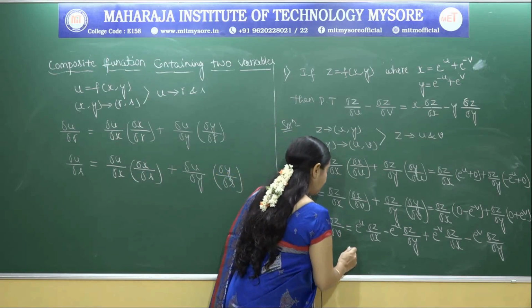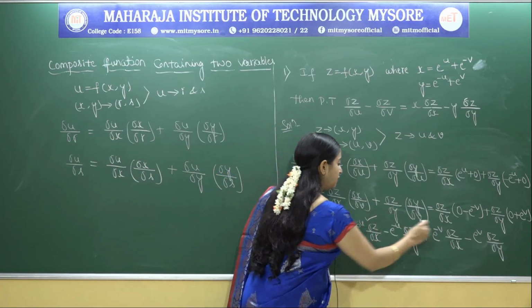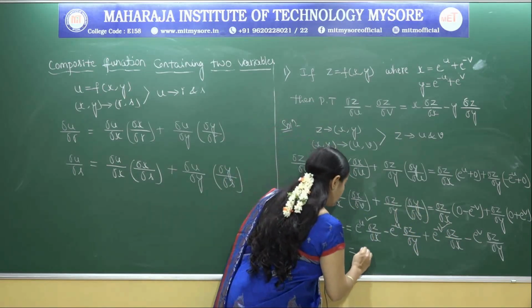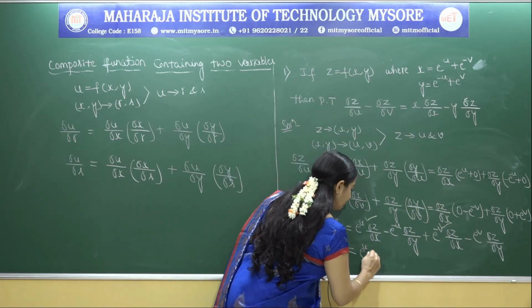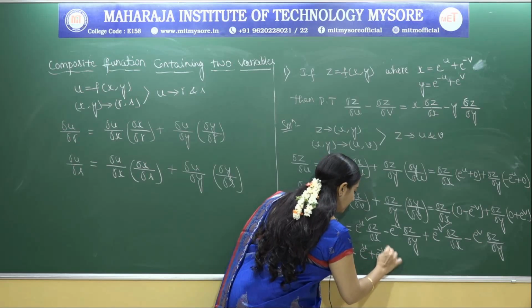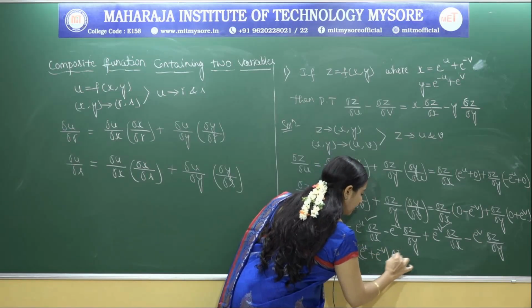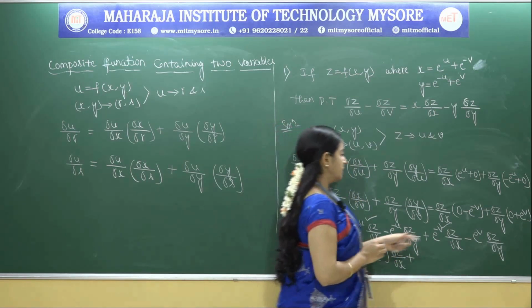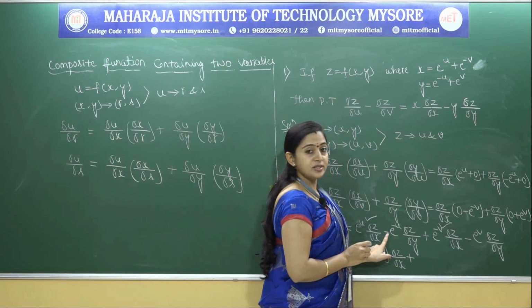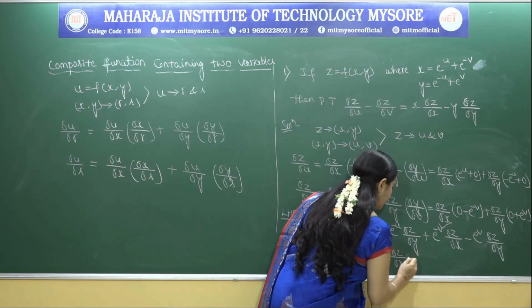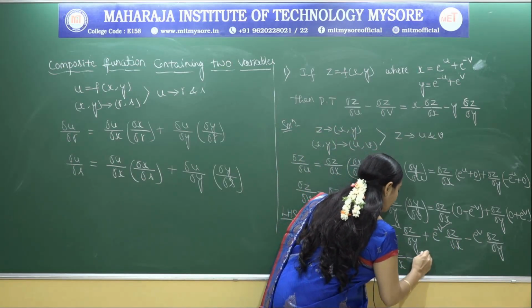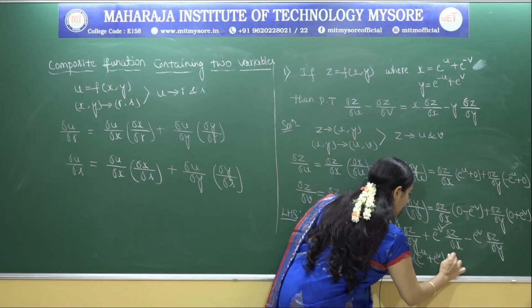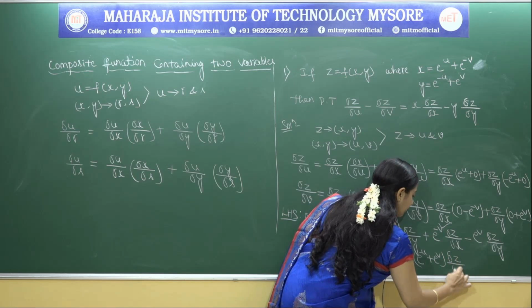Next you keep this, so from these two you take del z by del x as a common term, so you will get (e^u + e^-v) del z divided by del x. In the second part, since you have both the negative sign, you keep the negative sign outside, minus (e^-u + e^v) del z divided by del y.